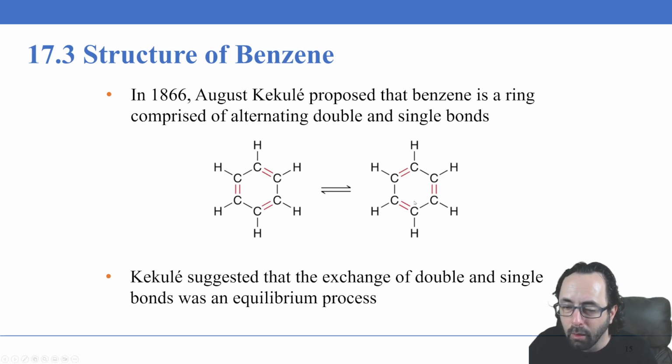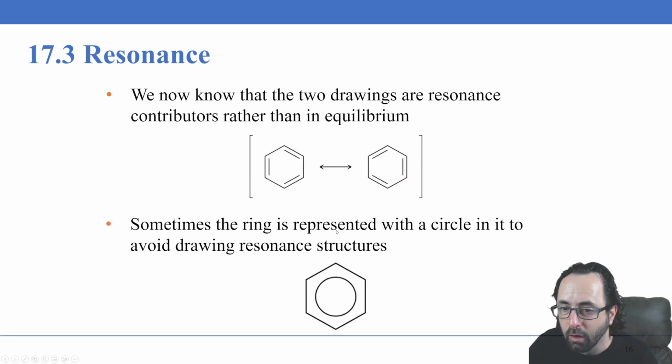In reality, resonance was not known at that time, so it was discovered that actually all of the bonds are the same. Really, they're the same all the way around. The real structure is somewhere in between these two structures. So now we know that the two drawings are resonance contributors rather than an equilibrium. And oftentimes you'll see a benzene ring written as a hexagon here with a circle in the middle.